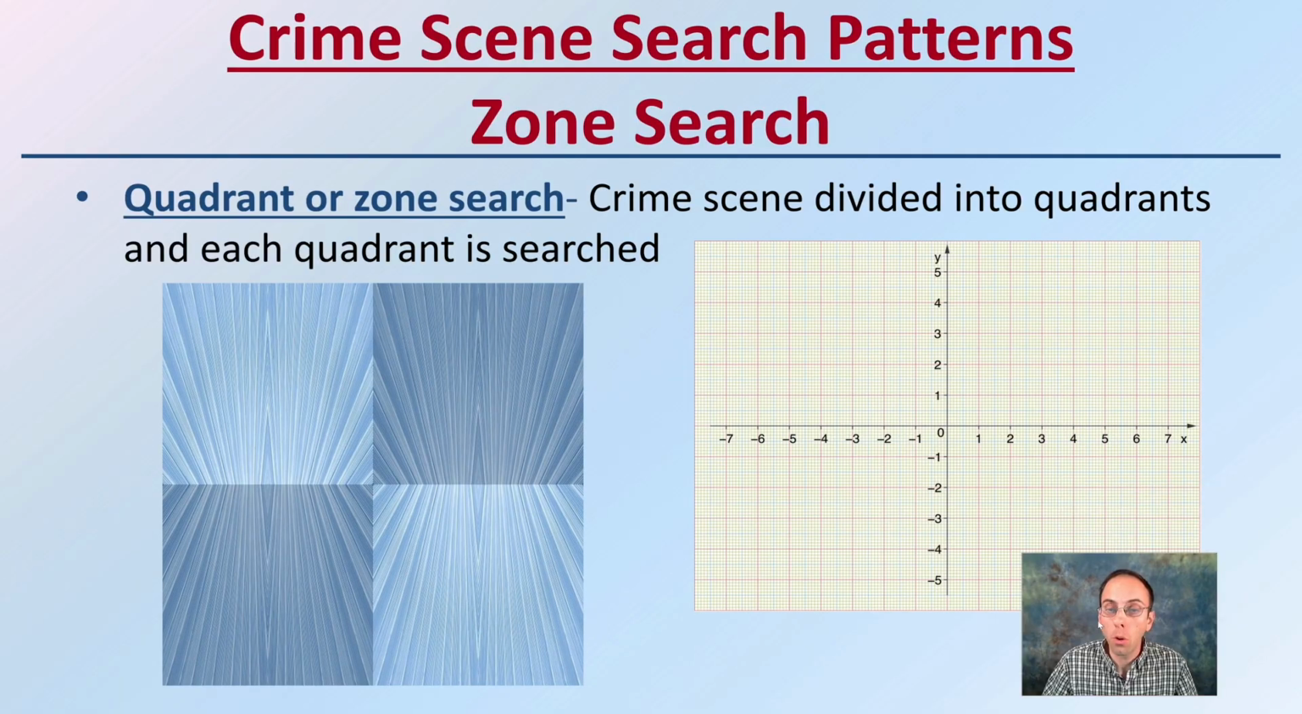Then we get into what we call a zone search, and this is a quadrant or zone search. It has similar properties to the grid method, but in this case, the scene is divided into quadrants, and each quadrant is searched, so it's a little bit broader based. Again, it is important to document where north is, to know where the zones are actually located in a room. What evidence might be found in those areas, or how that room might be set up, can influence whether this one is selected.